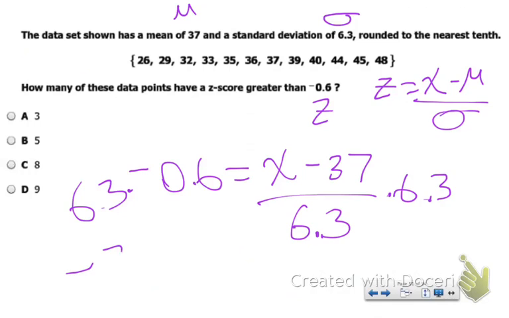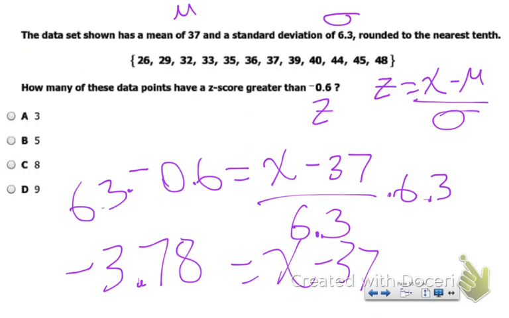Okay, and we get negative 3.78 equals x minus 37, and then add 37 to both sides, and we get 33.22. So notice that would fall between 32 and 33. Technically, 32 is going to have a smaller z-score than 32.33. So you're going to draw it there, and that means that every data point greater than that has a z-score greater than that. Okay, so then we just have to count.